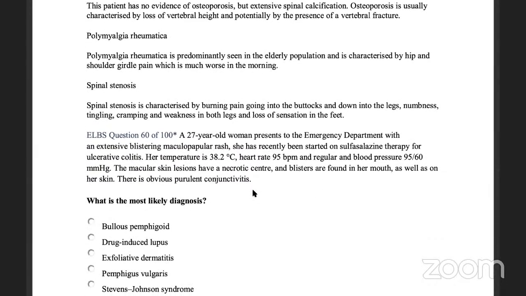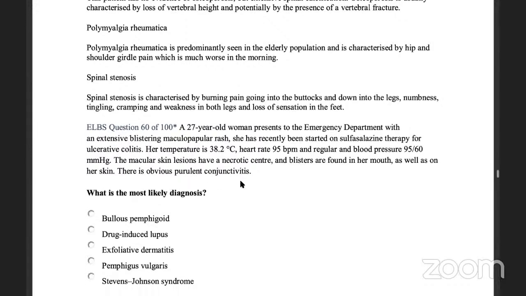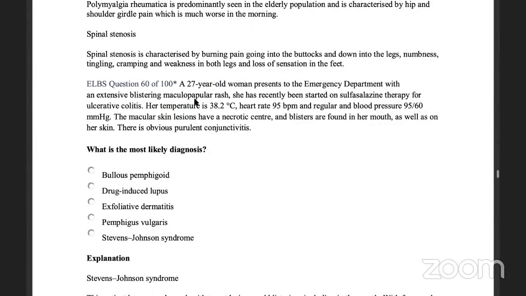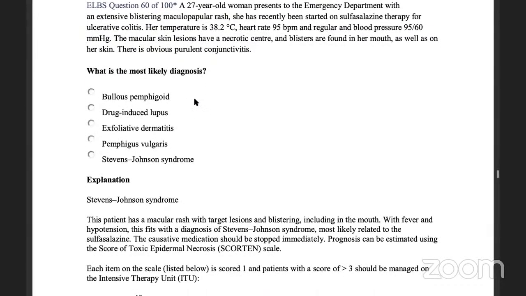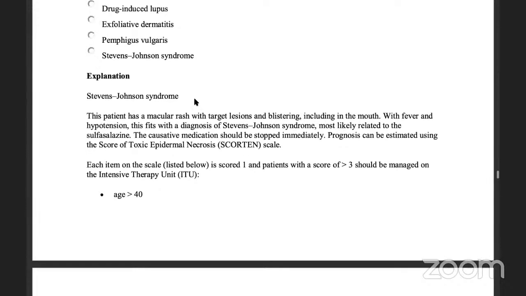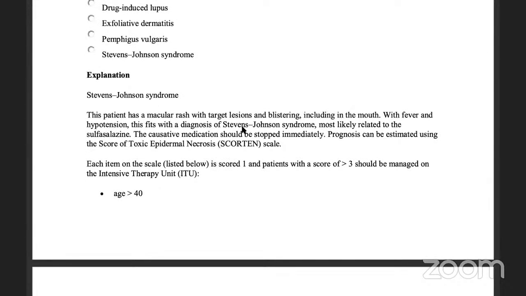A 72-year-old woman with extensive blistering and a maculopapular rash. She has recently started sulfasalazine therapy for ulcerative colitis. Now blood pressure is low, temperature raised, pulse raised, with macular skin lesions and necrotic centers. Blisters are found in the mouth as well. Stevens-Johnson, yes, because of the blistering after being given sulfasalazine. Any sulfur drug. This is the macular rash, target lesion, with blistering including the mouth.